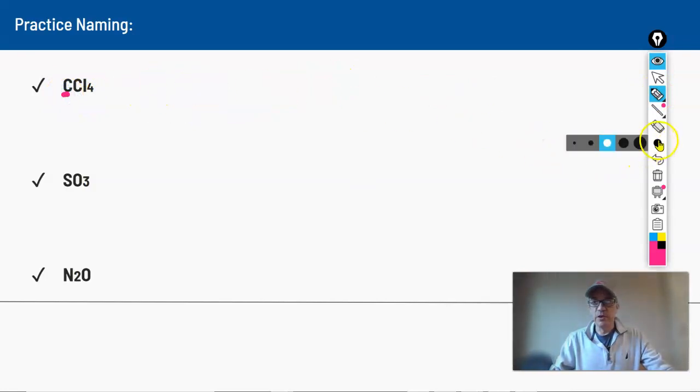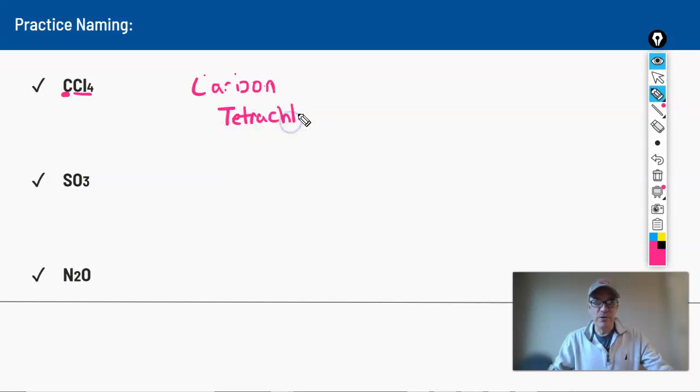So if we practice naming some things, put these things together, again, our rules, we just write the first one here. So this is carbon, and then with 4 of these, tetra for 4, and then chloride to finish it up.